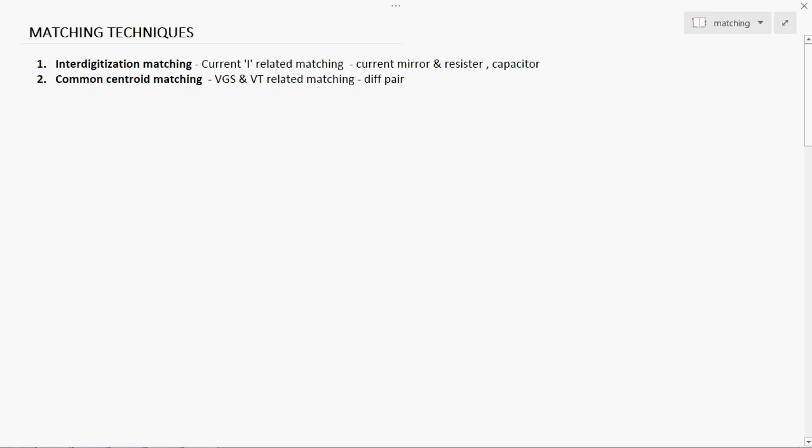Usually we have two types of matching techniques. The first one is called interdigitization based matching and the second one is called common centroid based matching. Let us discuss interdigitization based matching.